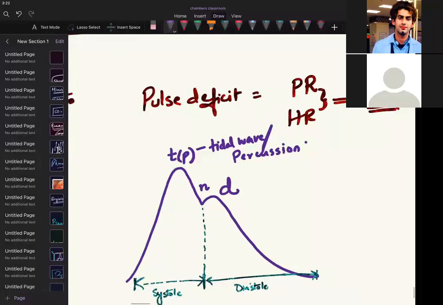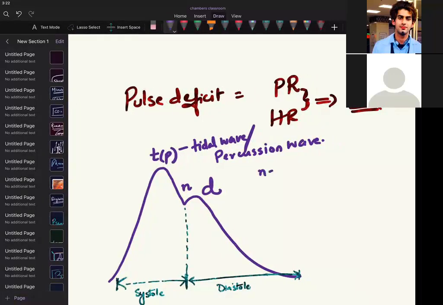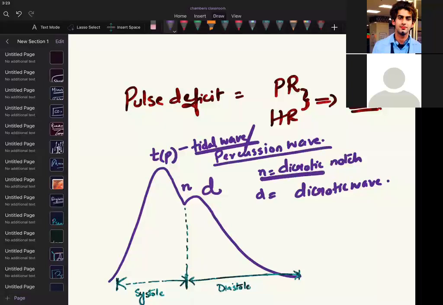Percussion wave. N is called the dicrotic notch. D is called the dicrotic wave. So this is the tidal wave or percussion wave. This is the dicrotic notch. This is the dicrotic wave. Can you see D? This is the notch.